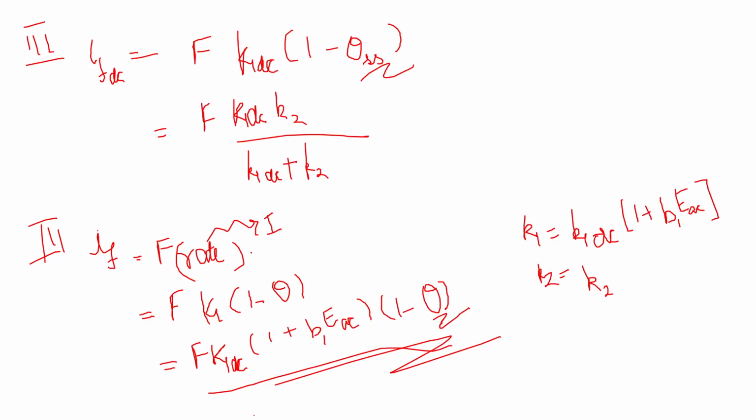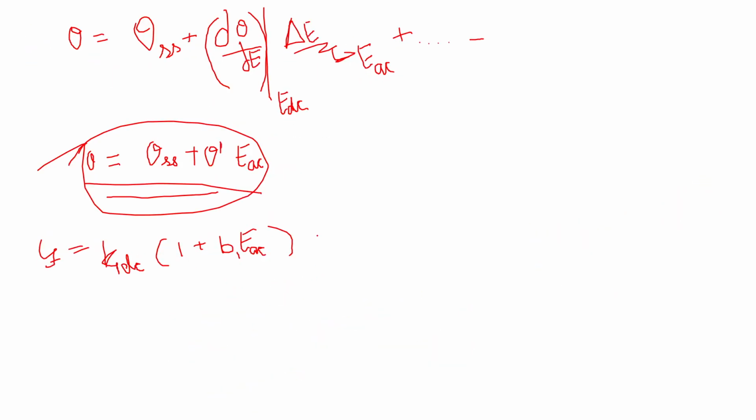Given K1 DC into B1, 1 minus theta. Theta is nothing but 1 minus theta SS minus theta dash EAC. The theta dash is nothing but dou theta by dou E.